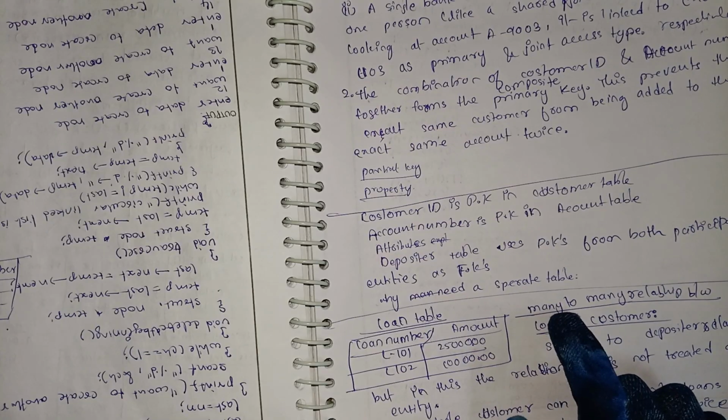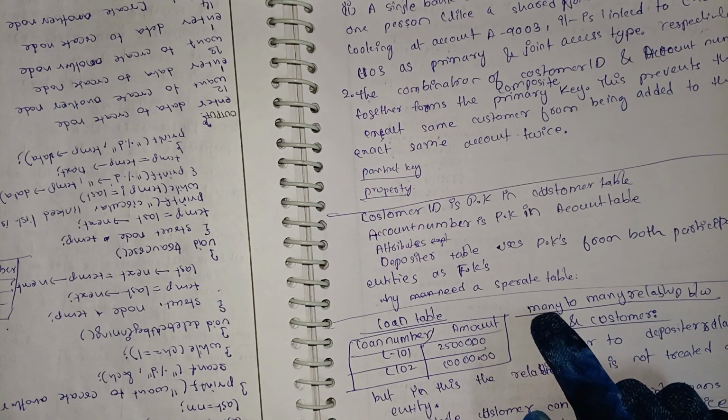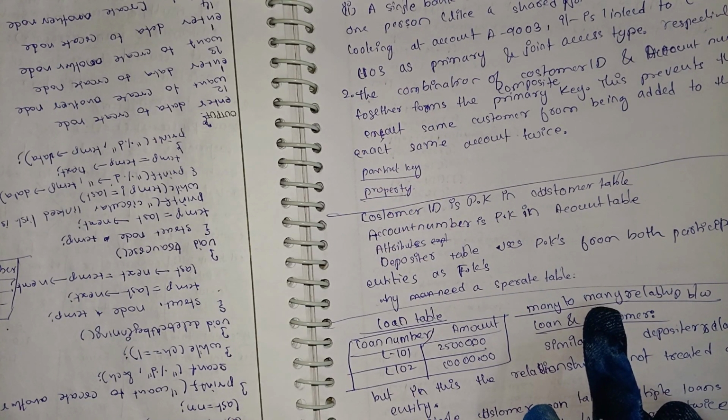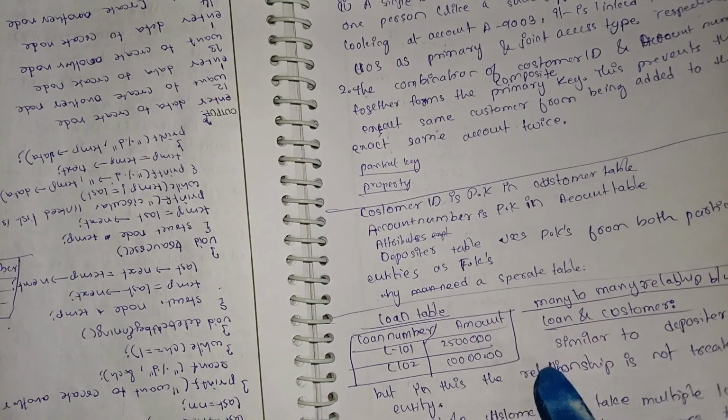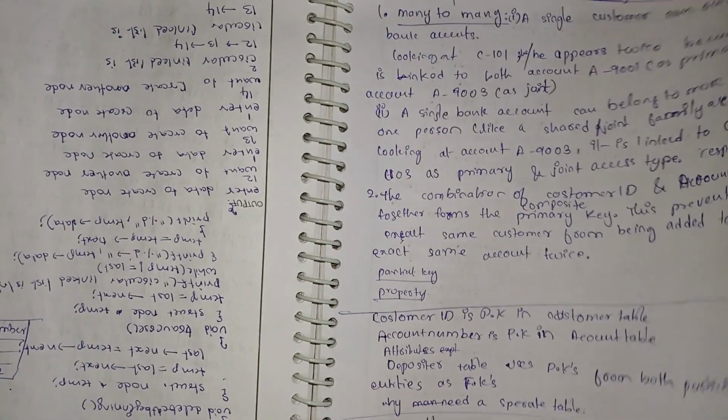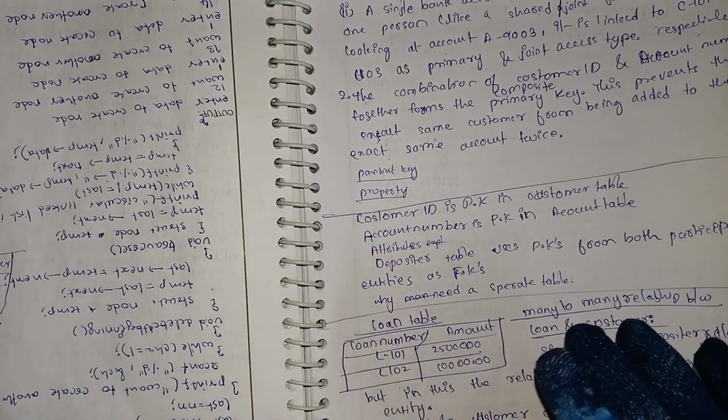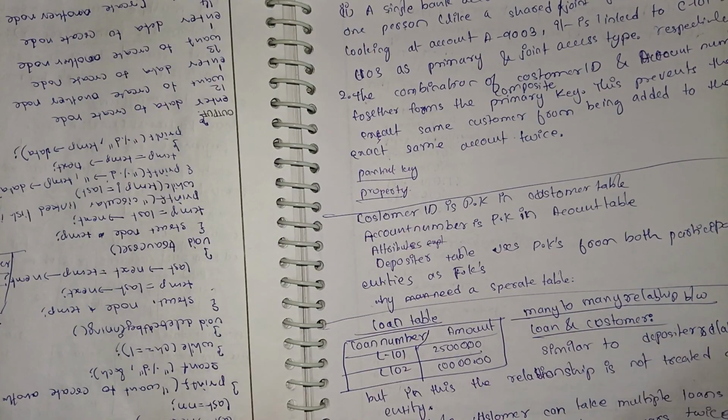That is, we have derived a statement for many to many relationship from one side, from the left side.